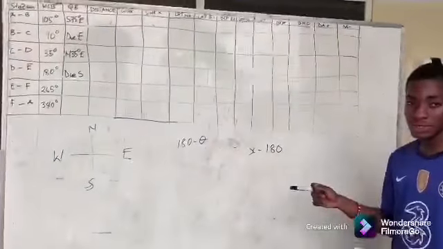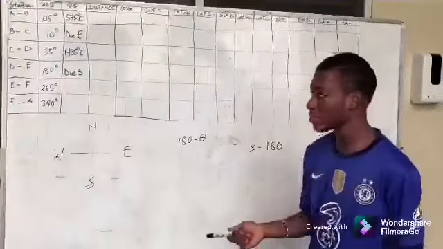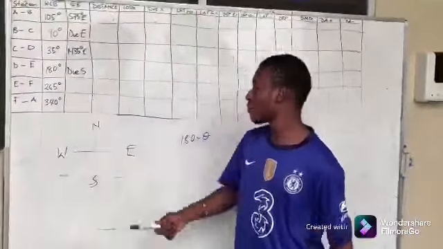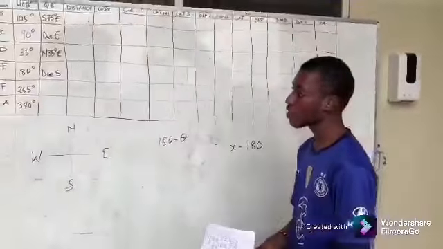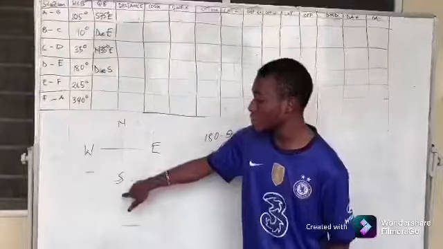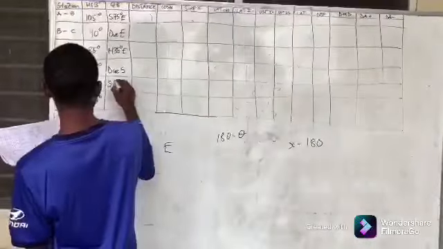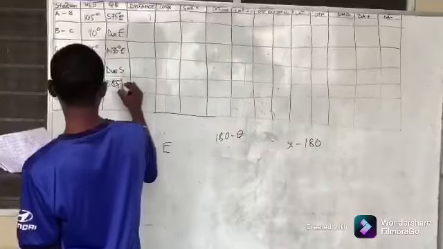Theta minus 180. So theta is 265, or any variable you want to represent it with. So 265 minus 180, which will give us what? 85. And where was the direction? The variable was at the southwest. So south, 85 degrees west.